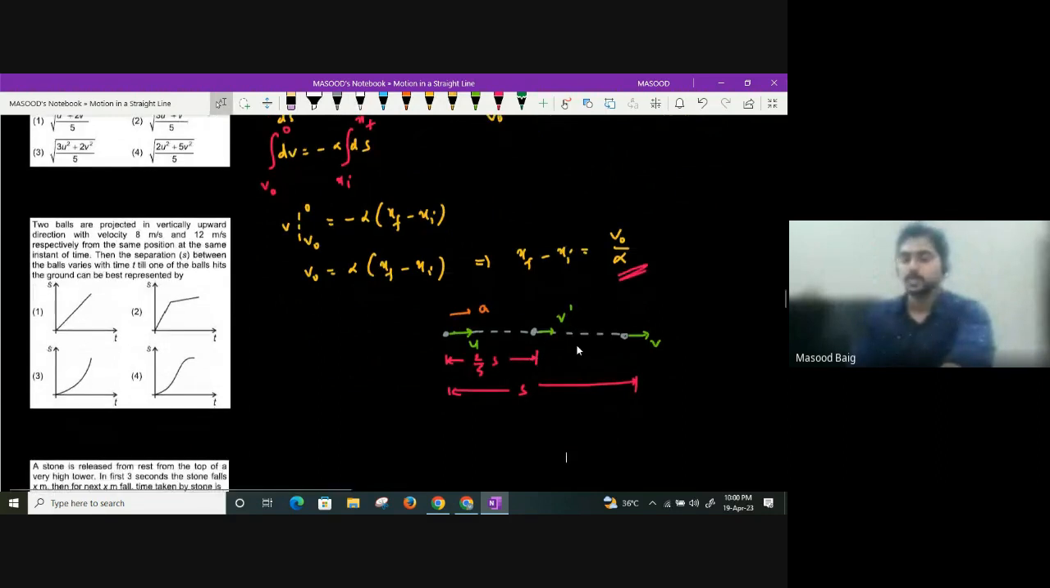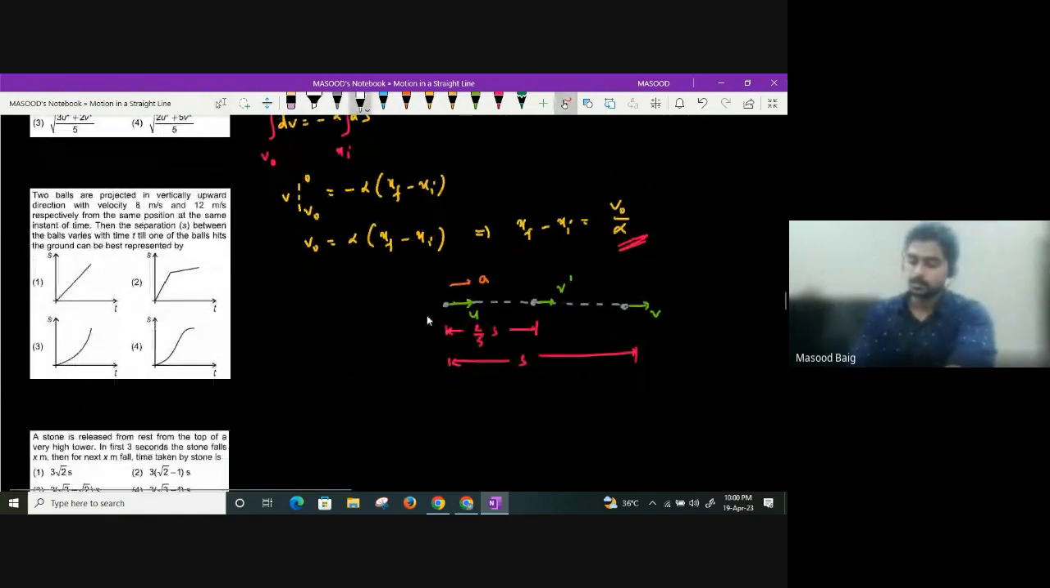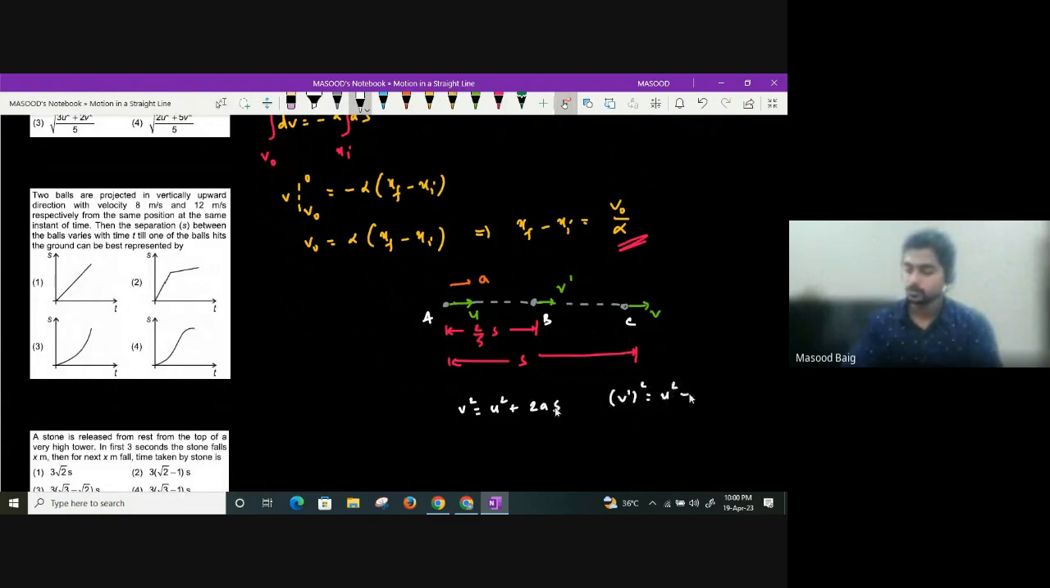So what can we apply? I'll just name the points here, beta. I'll name them as A, B, and C. Between A and C, I can write v square will be equal to u square plus 2 into a into S. Now I'll apply between A and B. What will I get? v dash square will be equal to u square plus 2 into acceleration, which is the same only, into 2S by 5.